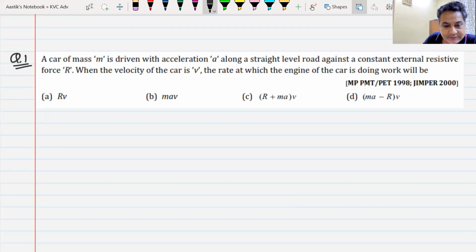A car of mass m is driven with an acceleration a along a straight road against a constant external resistive force r. When the velocity of the car is v, find the rate at which the engine of the car is doing work.